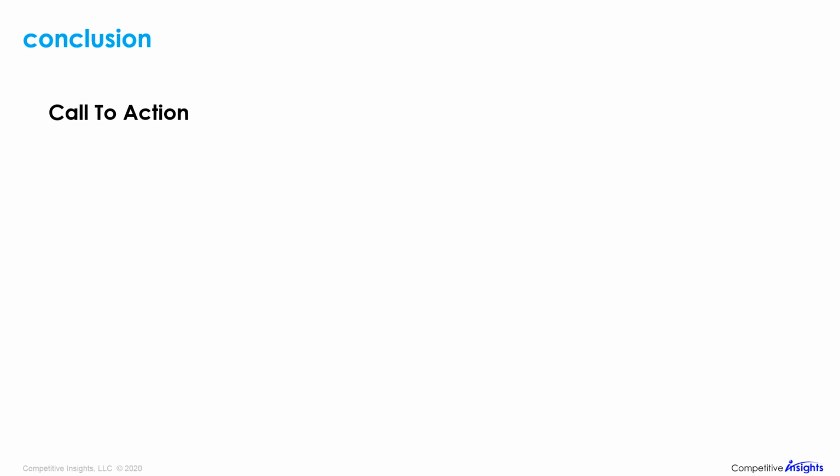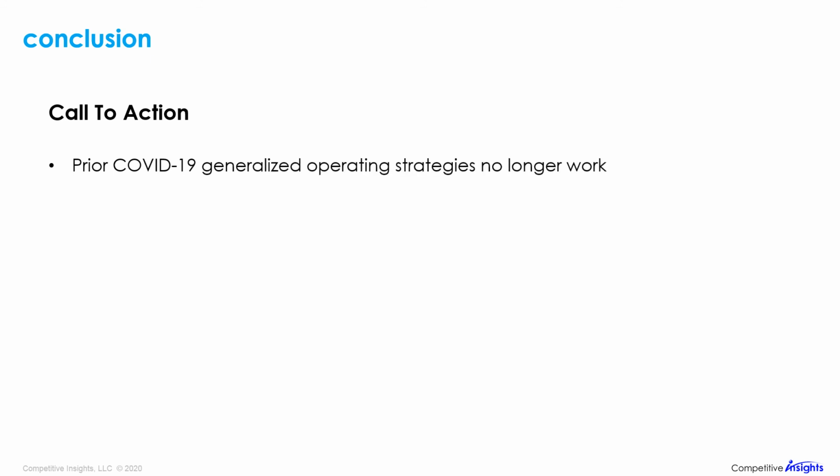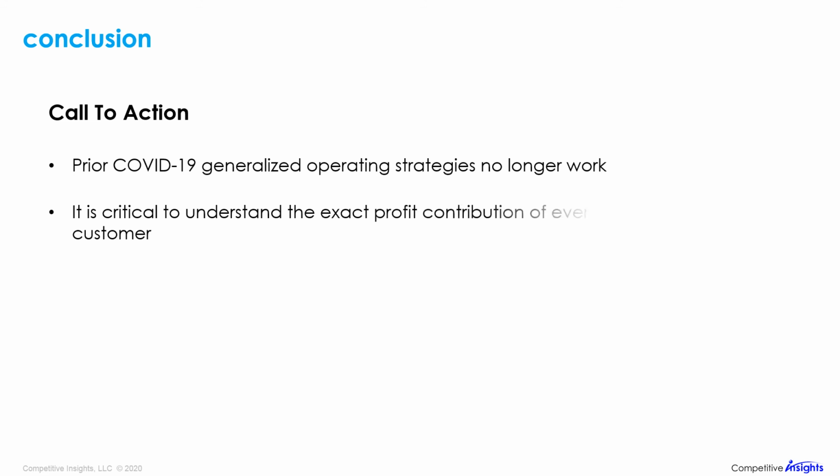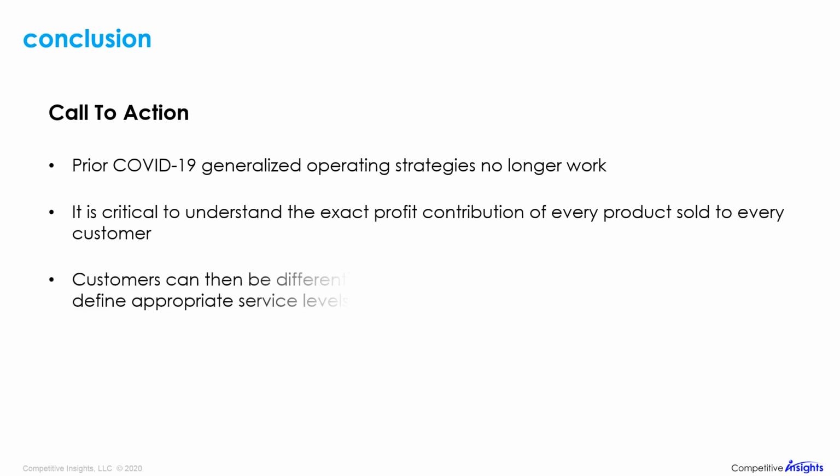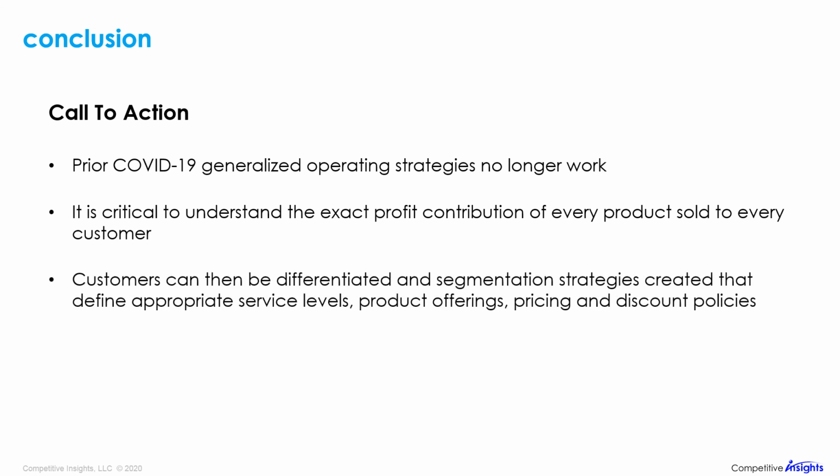So the takeaways are this. The prior COVID-19 general operating strategies associated with supply chain risk are no longer going to work. And as we saw from that DHL survey, for some companies, the strategy was no strategy. That's just not going to be acceptable. It's going to be critical to understand the exact profit contribution of every product and customer, to use that to create differentiated strategies that are based on segmentation of customers and products.